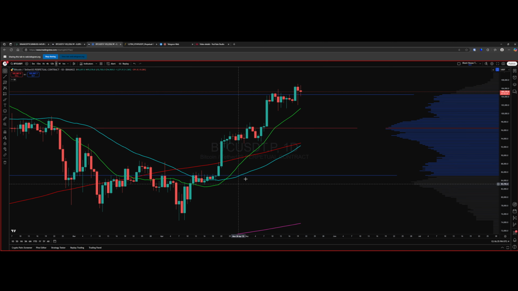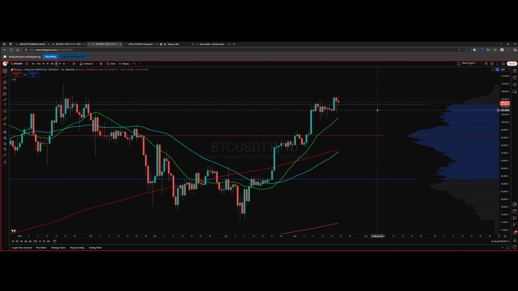But what do we know about first attempts? They have a higher probability of finding support and bouncing. So we have to take that into our analysis. If we break it though, we start to have targets to the downside.